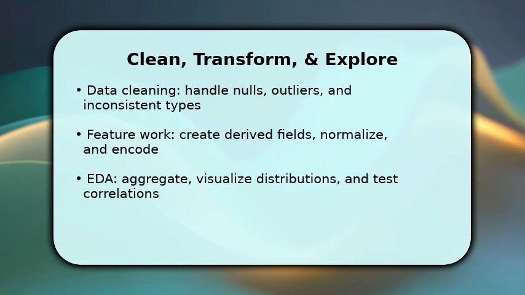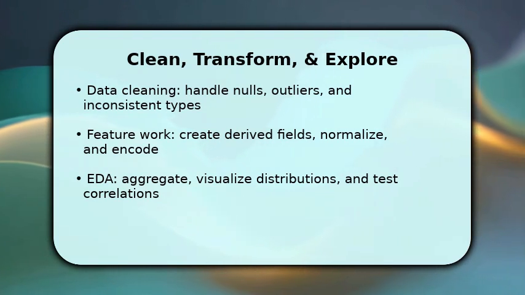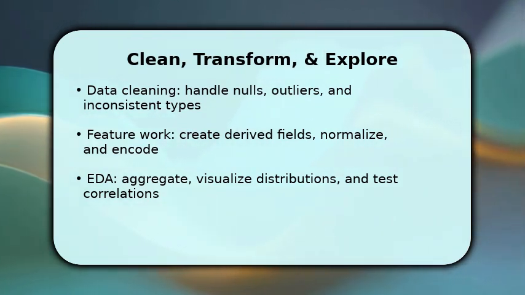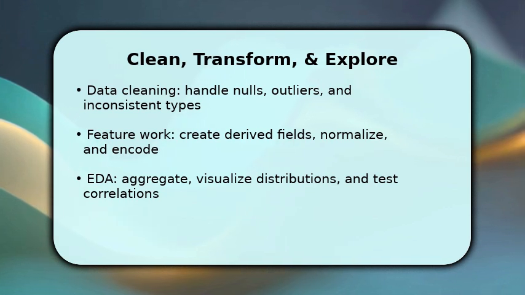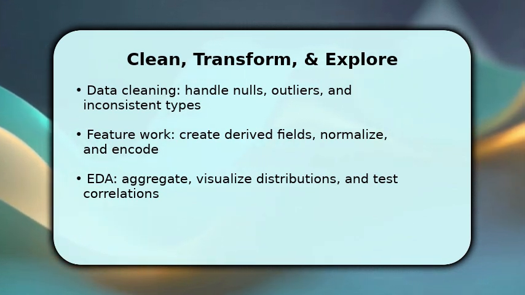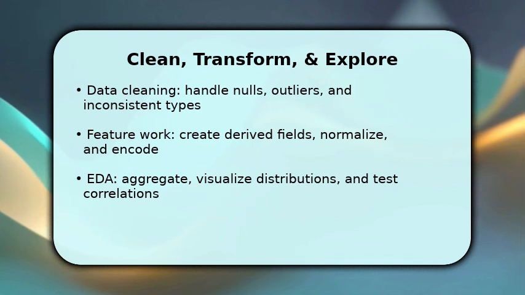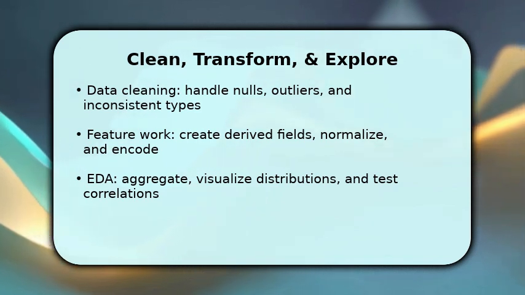You now clean and shape the data to reveal patterns. Start by standardizing types and imputing or flagging nulls. Then derive features that answer your metric. For example, create ratio fields, time buckets, and categorical encodings. Once that's done, run exploratory queries and visualizations to validate assumptions and spot anomalies.